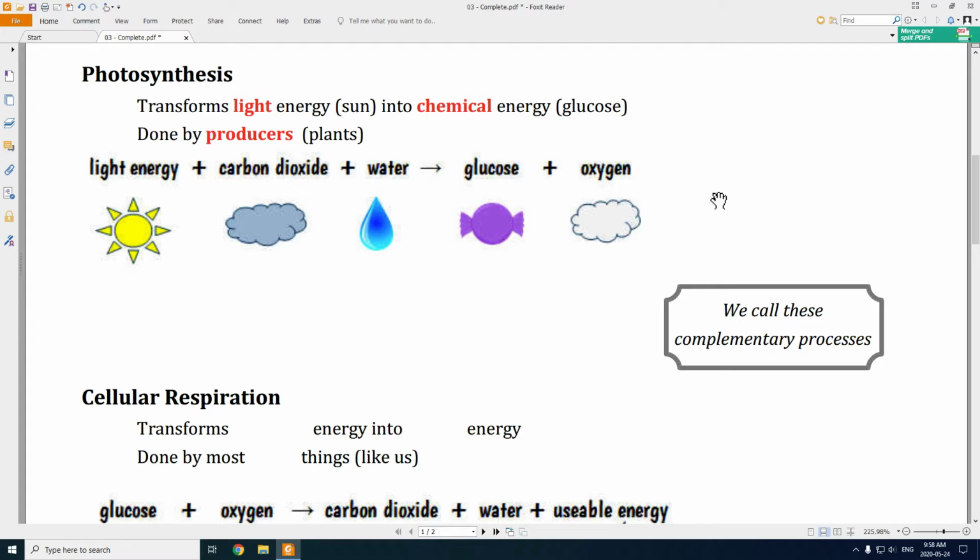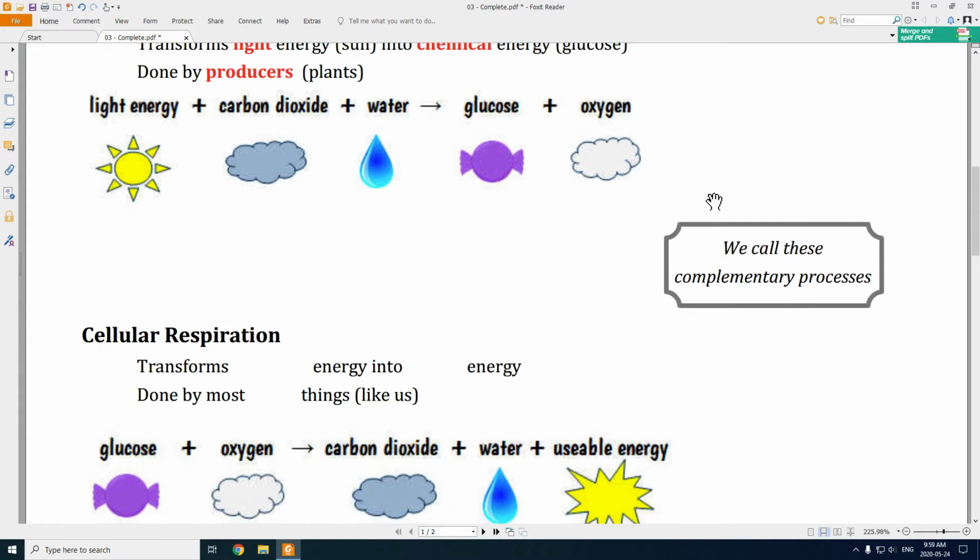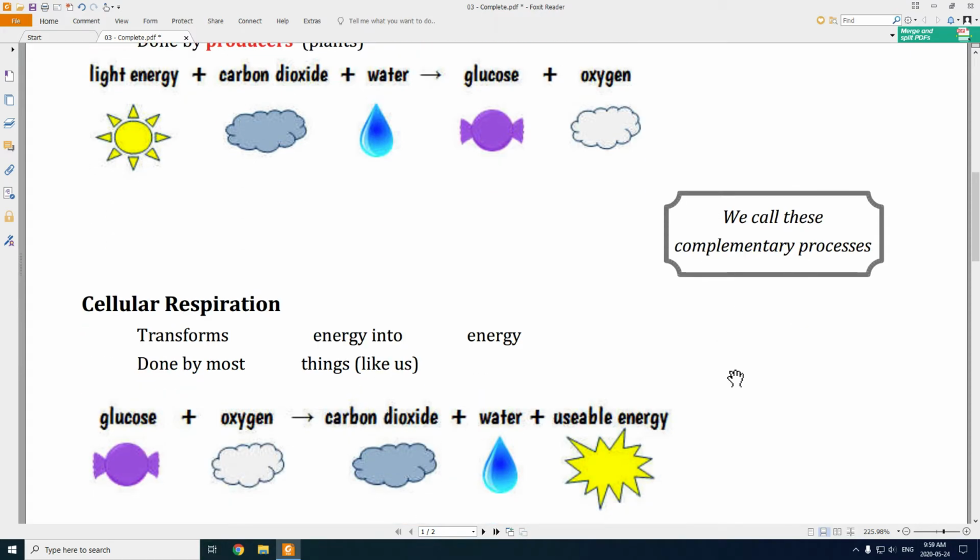All right, there's another reaction, which is actually the exact same chemical reaction, but it's just backwards. And we call that cellular respiration. So what cellular respiration does is it just does this reaction backwards. It takes chemical energy, glucose, and it turns it into usable energy. Exact same reaction, I've just changed the arrow. Wrote it the other way around.